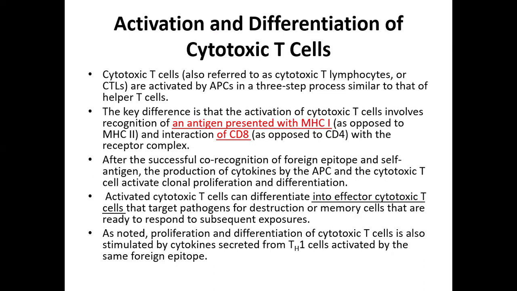After the successful co-recognition of foreign epitopes and the self-antigen, the production of cytokines by APC and cytotoxic T cell activate clonal proliferation and differentiation. Activated cytotoxic T cell can be differentiated into effector cytotoxic T cell that target pathogen for destruction, or memory cells that are ready to respond to subsequent exposure. As noted, proliferation and differentiation of cytotoxic T cell is also stimulated by cytokines secreted from T helper 1 cell activated by the same foreign epitope.